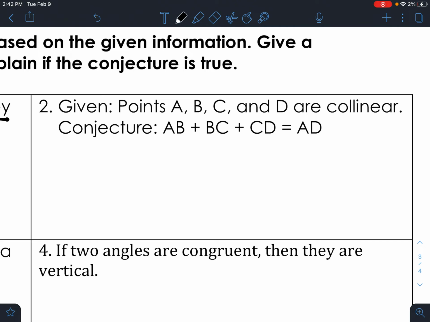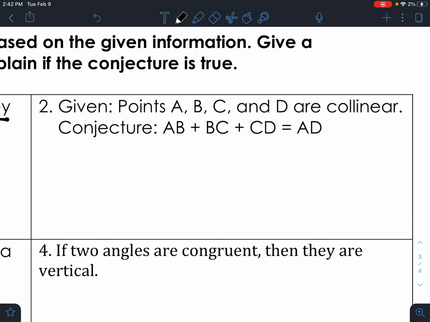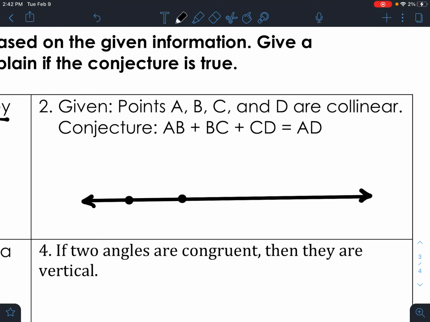Points A, B, C, and D are collinear, which means that they're on the same line. The conjecture is that the length of AB plus the length of BC plus the length of CD is equal to the full length of AD. So if we look at this line, let's put 4 points along that line: 1, 2, 3, 4. Does it have to go in the order of A, B, C, and D? If it did, this would be true. But what we can do is flip-flop one of those.